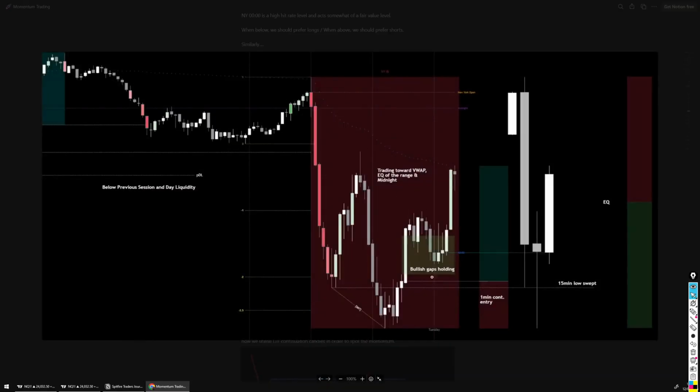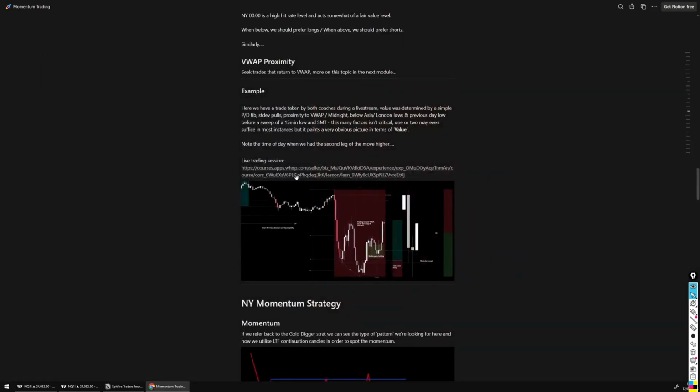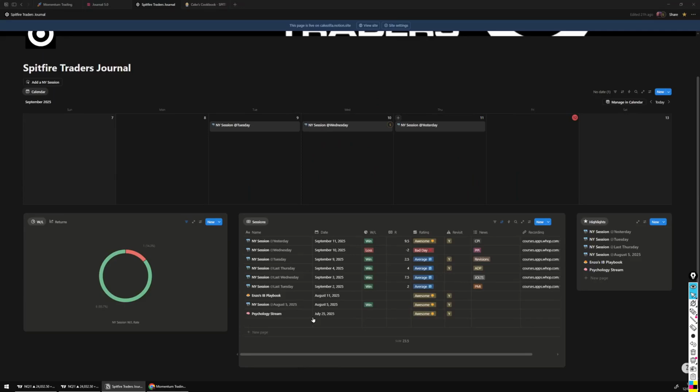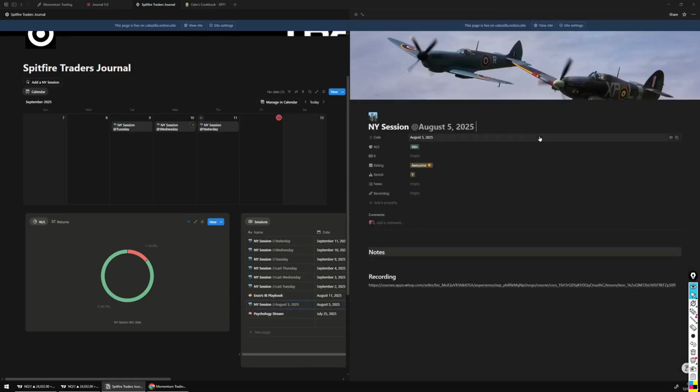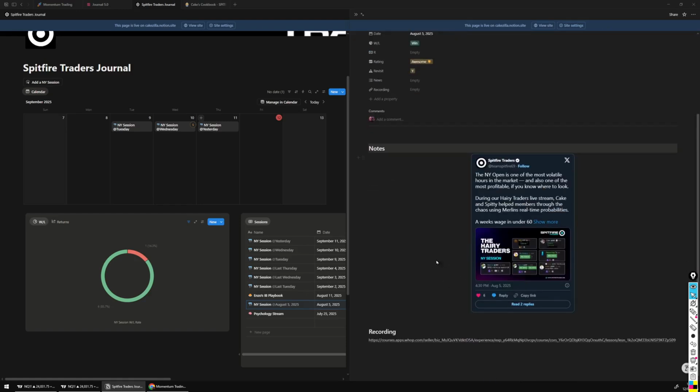Also, this is a really good one to go and watch as well. This was funny because this was a day where it was super, super bearish. And if you look back at a higher time frame, there's literally like one 30-minute green candle. Me and Spitty traded that one tiny candle. But this is brilliant. This is another great session to go and watch. So that is actually the 5th, I think. This one here, 5th of August. So is this one. You can go back and watch the recording.